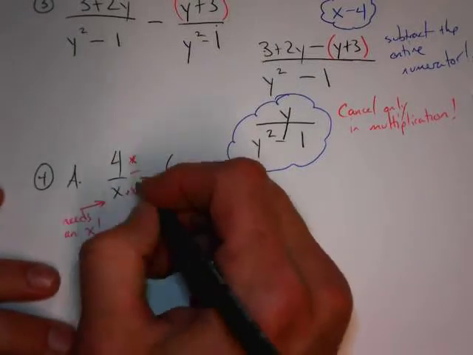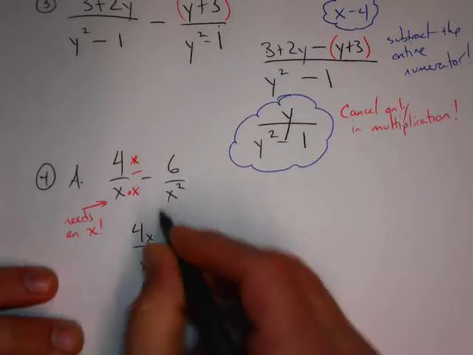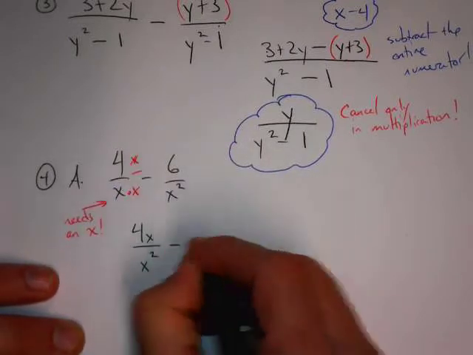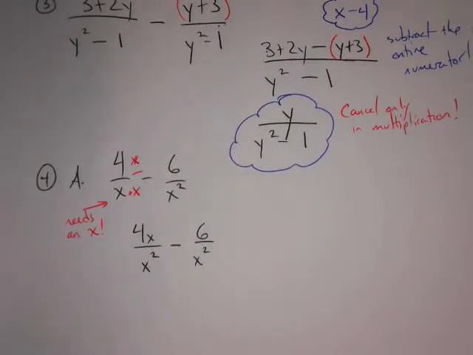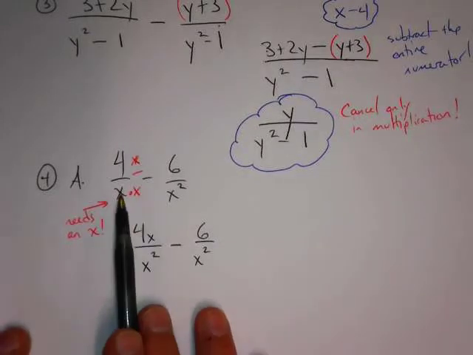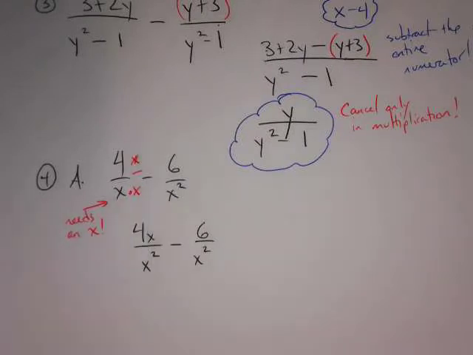So now I just simplify this. I'd have 4x over x squared. Now I have the denominator I need. Minus 6 over x squared. And there it is. My units of measure are now the same. So all I had to do was recognize that this denominator needed another x to have x squared. And I did that.